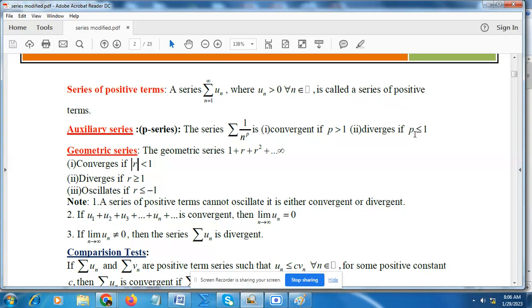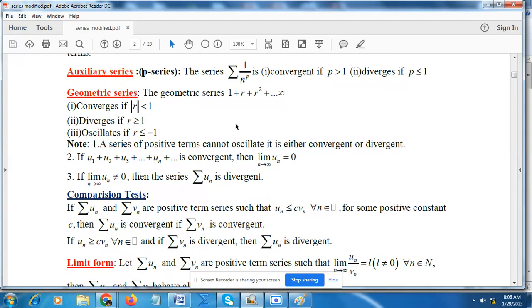Most important, first you remember that the auxiliary series or P series is in the form of sigma 1 by n power p. If p is greater than 1, then it is convergence. If p is less than or equal to 1, then it is divergence.